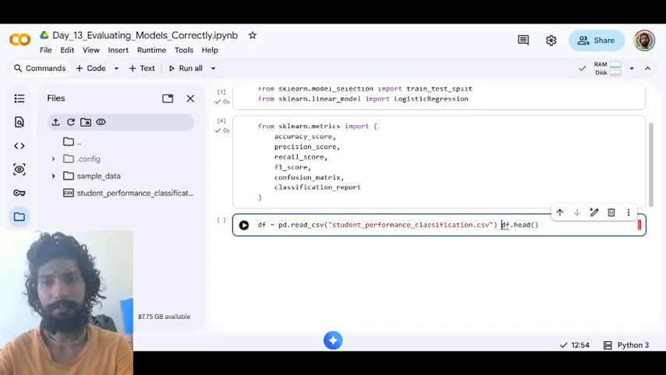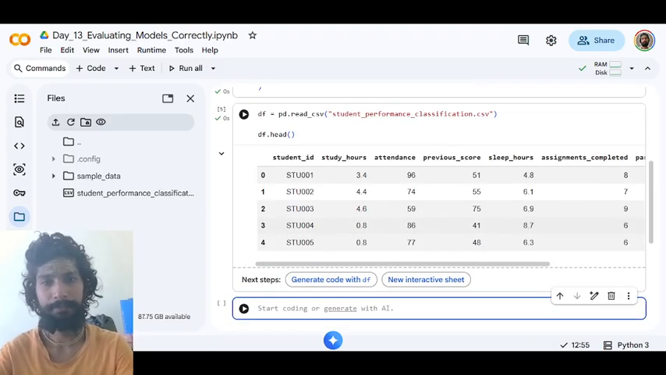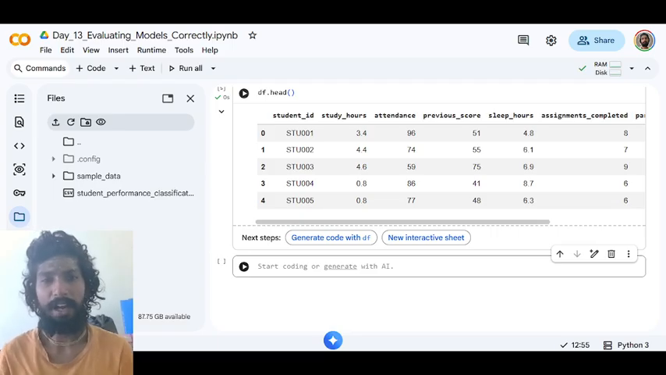Before running the cell, predict the output. Will Pandas show the entire dataset? No. The head function normally displays the first 5 rows. Run the cell. Our dataset may contain columns such as study hours, attendance, previous score, sleep hours, assignments completed, participation, and final score. Each row represents one student. Each column describes something about that student.